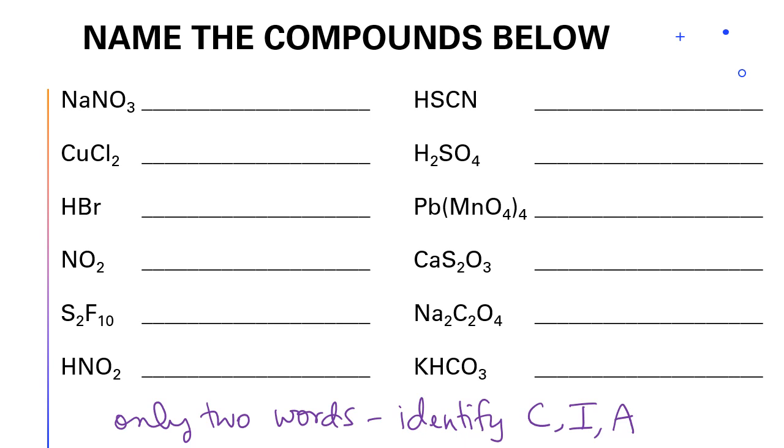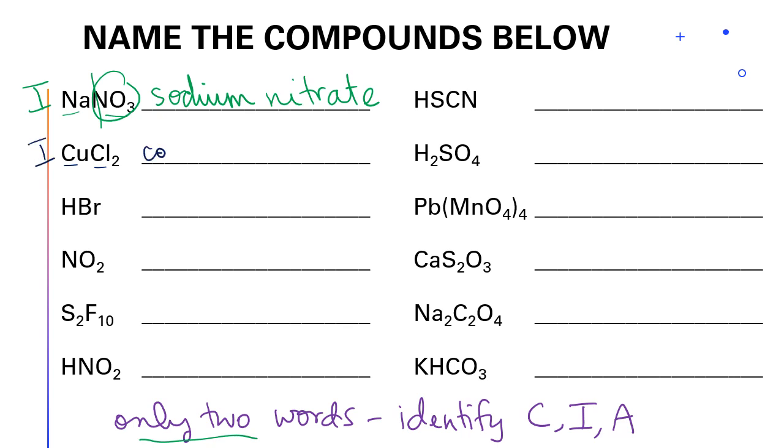So we are looking at NaNO3. When I see NaNO3, I'm identifying this one as ionic because I see a metal and a polyatomic ion telling me we are ionic. We get only two words, so I'm going to split it in half. Na is sodium. And then sodium, since it's in group 1, does not get a Roman numeral, so we just have the word sodium. NO3 is nitrate. That's just sodium nitrate.